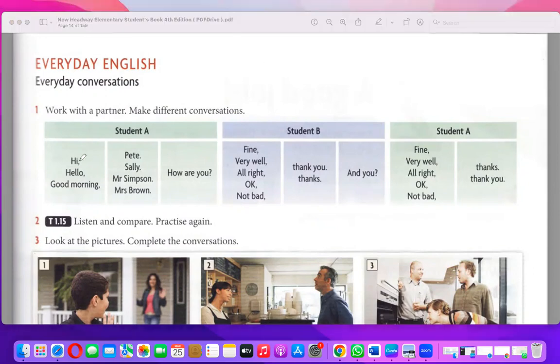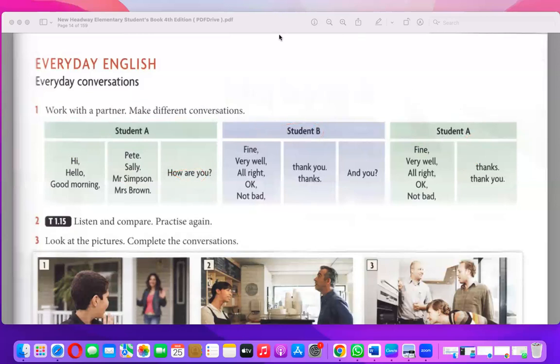For example, hi, and you go to Pete. Hi Pete. Then you go to, how are you? Hi Pete, how are you? Then you choose from here. Fine, thank you, and you. Then you choose another answer. Fine, thanks, or thank you. Okay, so you make one sentence. Choose one from here, and this is the only one here. Go to box B, and then this one.